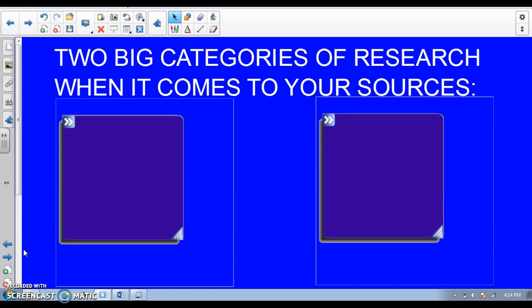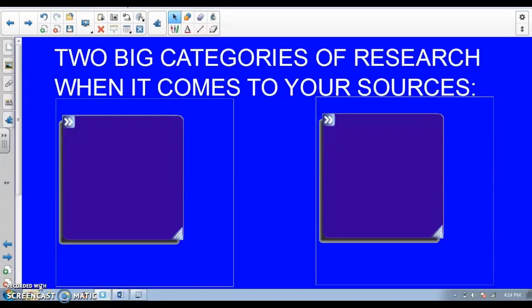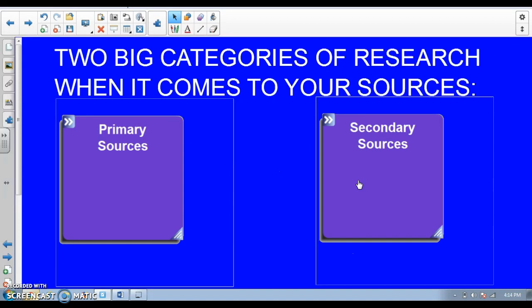So there are 2 big categories of sources. If you take a look at your notes, 1 and 2, these are the words I want you to write in. Go ahead and write in primary sources and secondary sources. If you need to pause the video at any time to write them down, that may be a good idea, so go ahead and pause right now.